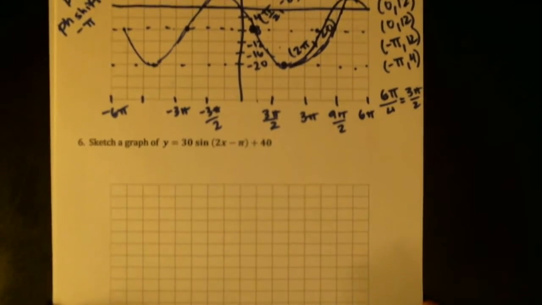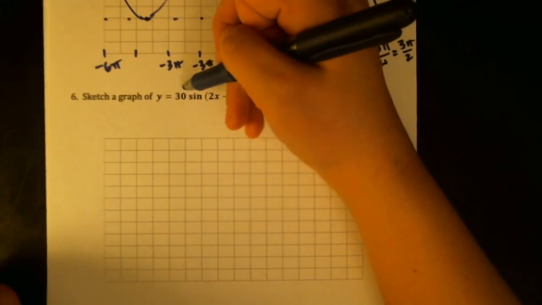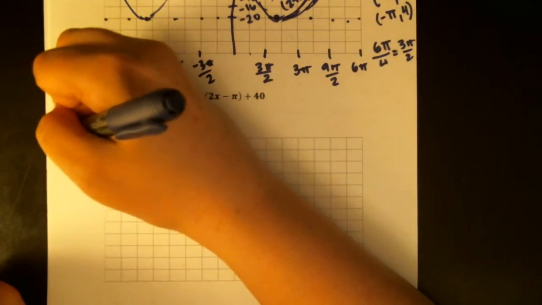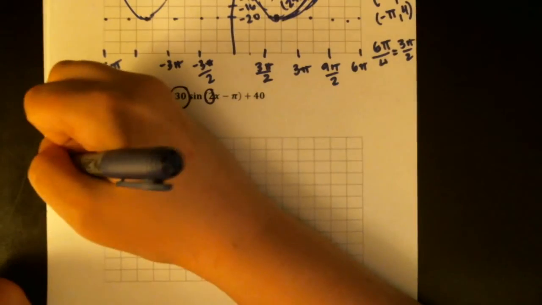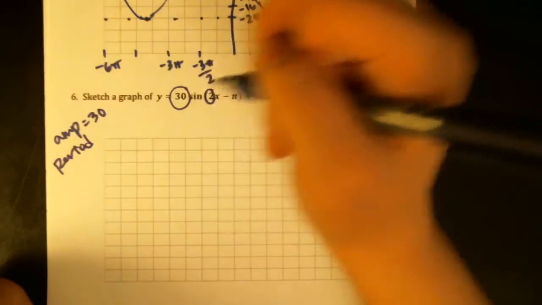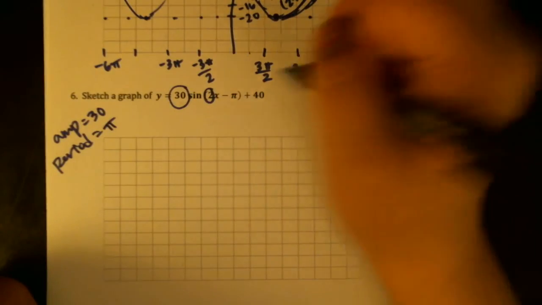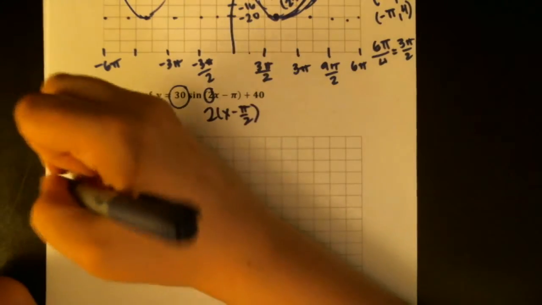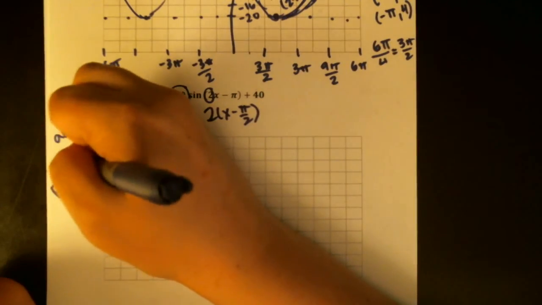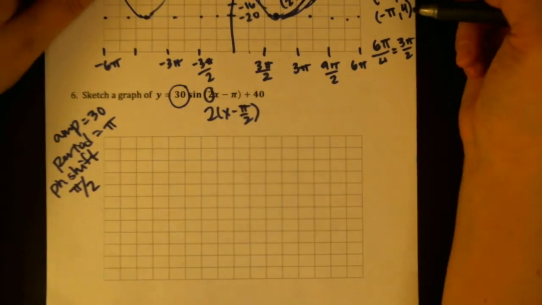And then the next one. I see vertical stretch by 30, so the amplitude is 30. I see horizontal compression by 2, which means the period is 2 pi over 2, which is pi. Being really careful here, factor out the 2, I see a phase shift of positive pi over 2. So we're going to go right pi over 2.